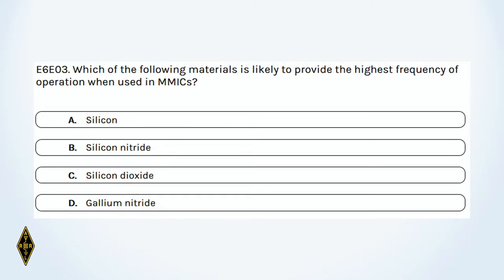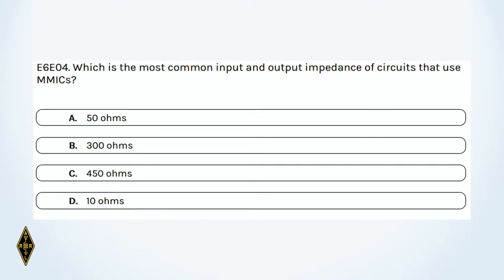And which of the following materials is likely to provide the highest frequency of operation when used in MMICs? Delta. It's going to be Delta. One of the galliums, so in this case, gallium nitride. Yeah. And which is the most common input and output impedance of circuits that use MMICs? Alpha. It is alpha. I didn't mention it, but 50 ohms. Think of your transmitter. It's got a 50 ohm output. 50 ohm in and out of a MMIC is standard.